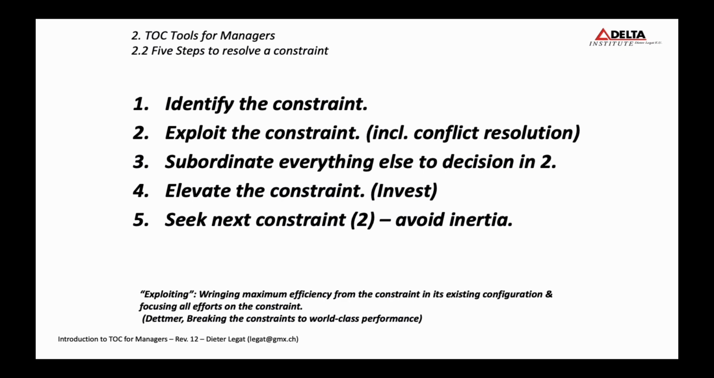Step 4, elevate the constraint. Now and only now has the time come to invest to expand the constraint. And now? The constraint now has moved somewhere else in your business system, like in road traffic. You open one bottleneck, makes the next bottleneck, moving somewhere else. A continuous circle of identify, exploit, subordinate, elevate.